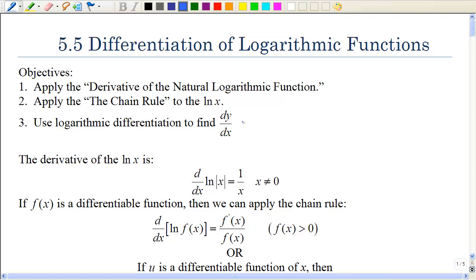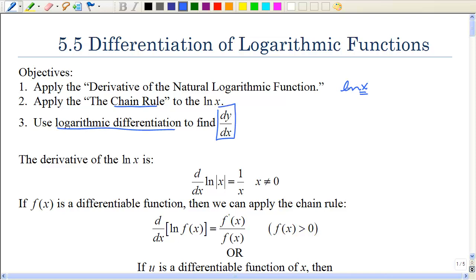In this section, we look at the inverse of the exponential function. We look at the logarithmic function and how to take the derivative of that. We're going to first just take the derivative of the natural log of x, and then we're going to see when we have more than just x, how we could apply what would be called the chain rule to the natural log of x. And then the last thing, we're going to use those properties of logarithms and use logarithmic differentiation to find dy/dx.